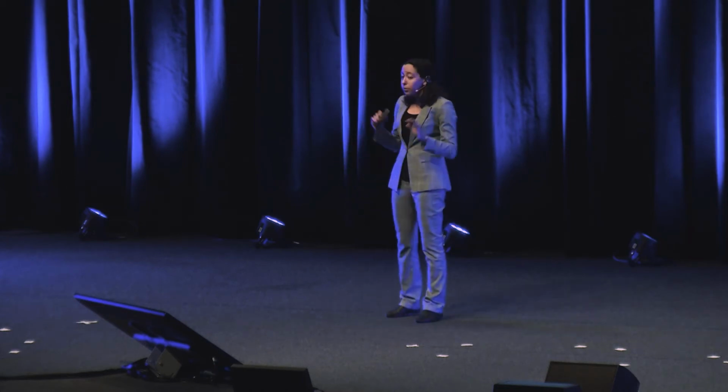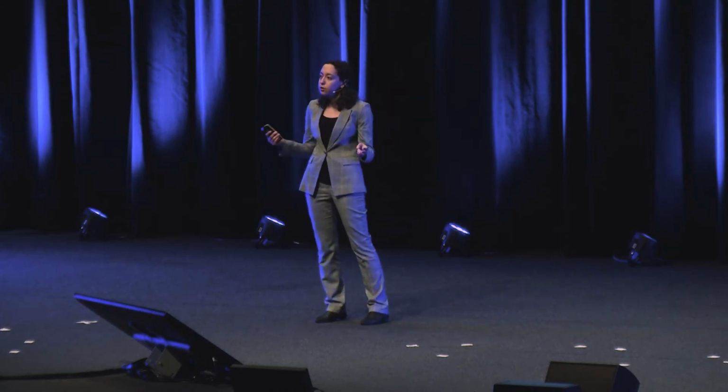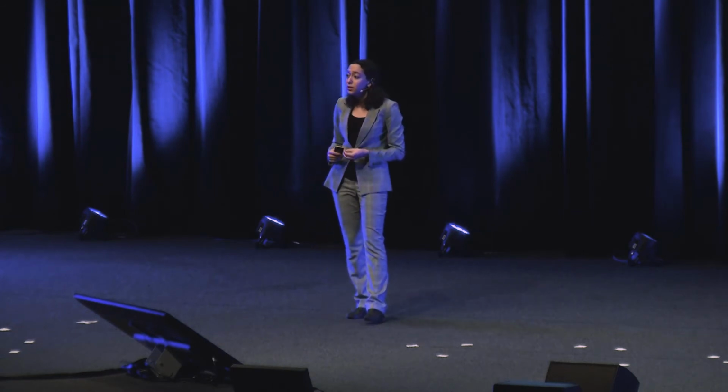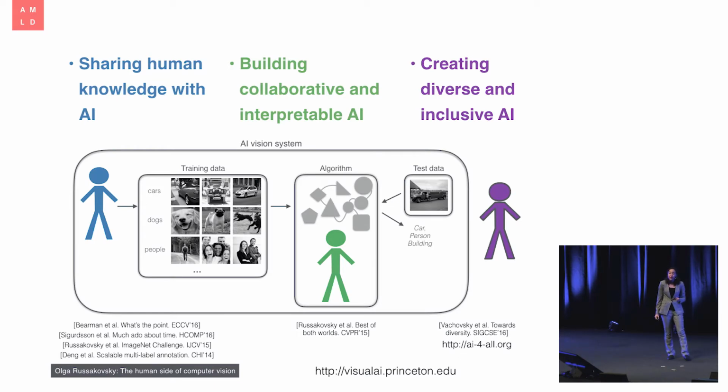So with that, I will conclude. We've mentioned a few things, namely 3 ways in which I think humans are sometimes left out of the conversation about computer vision when we just focus on building bigger and better models. We don't think about this bigger picture. We don't necessarily think about sharing human knowledge with AI and how this data comes into being, and what are some of the interesting questions around that.